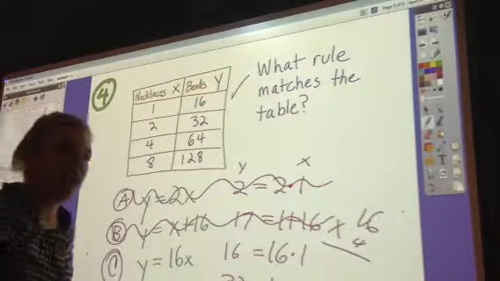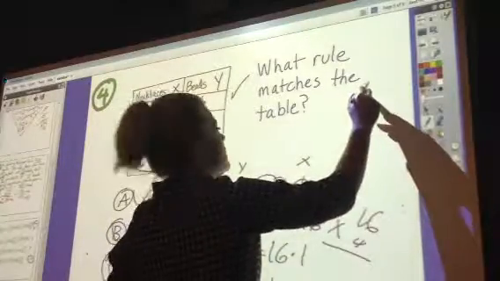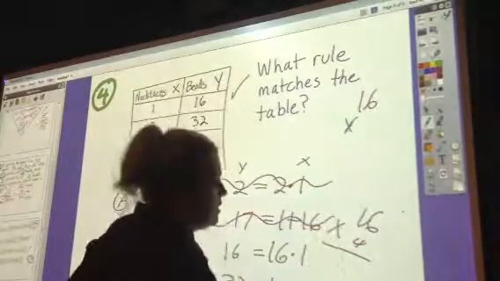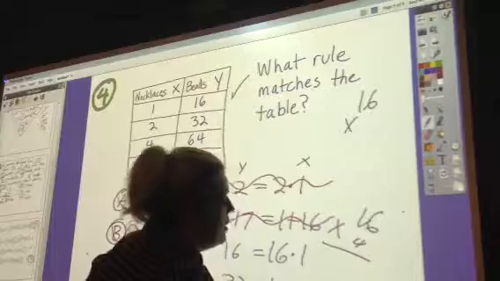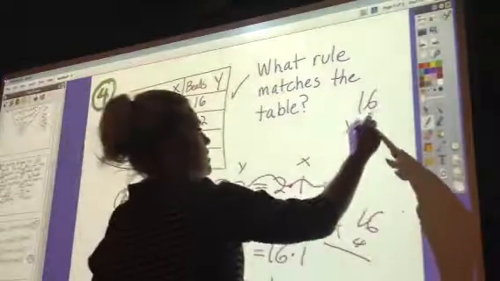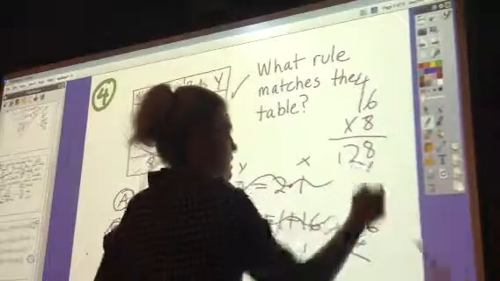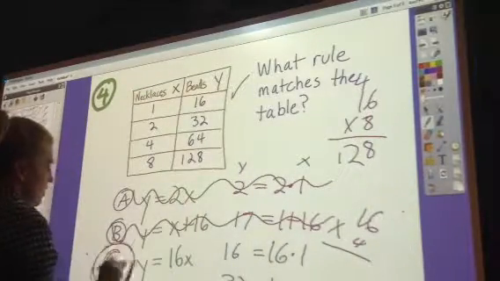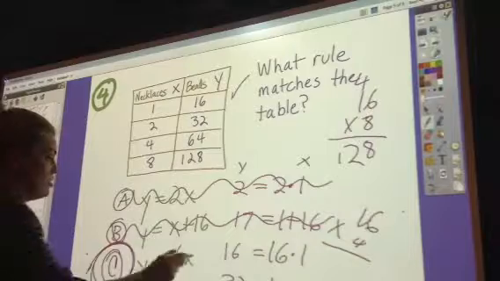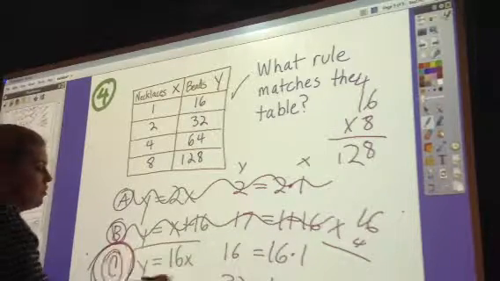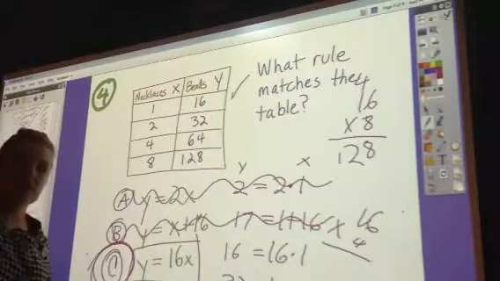Finally, what about if X is 8? Does 16 times 8 give me 128? Let's see. 6 times 8. And yes, it does. So I'm very certain that my answer choice is C. This is the rule that matches this table.